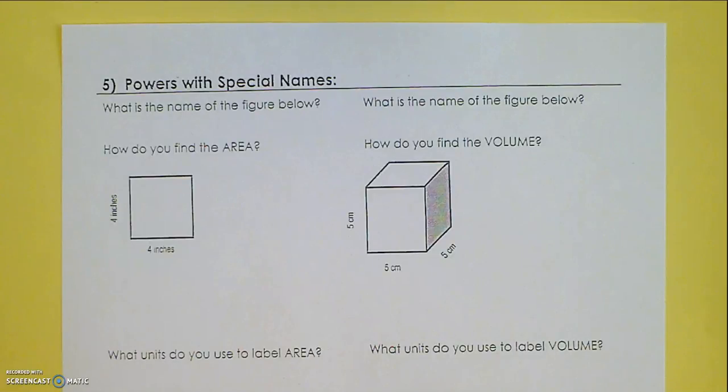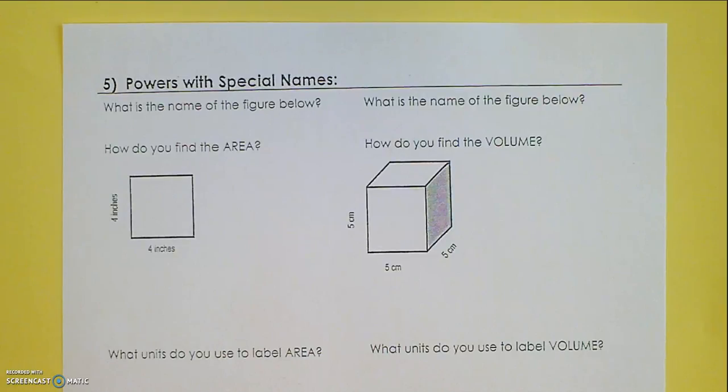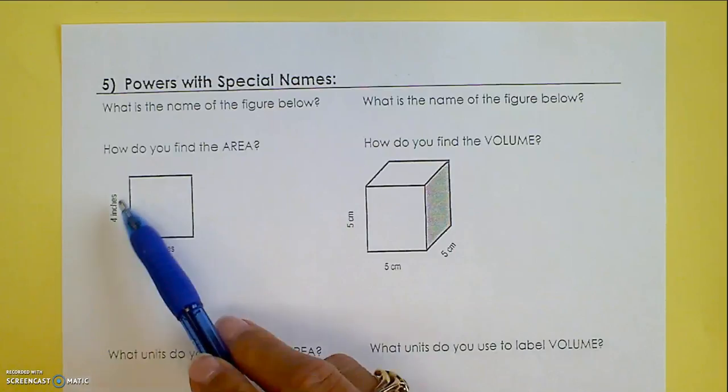Now we're going to be looking at example 5 for lesson 1A, and these are just powers with special names. You may have heard me refer to these special names in previous videos, but I just want to show you how they came about and where they're from. So let's take a look at this shape.